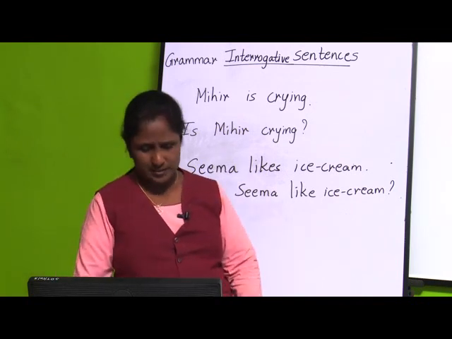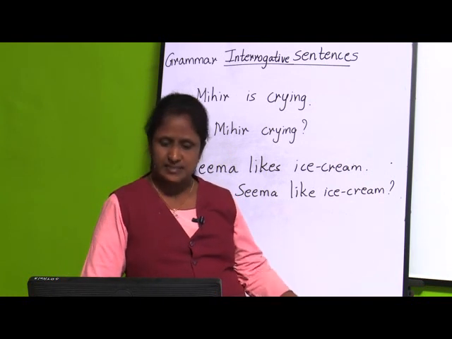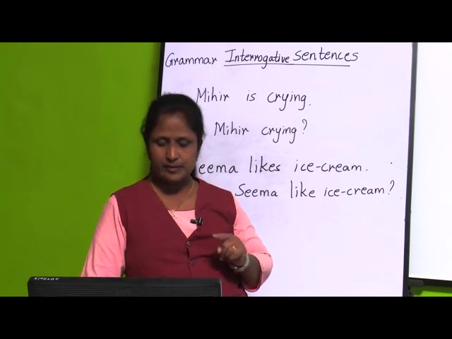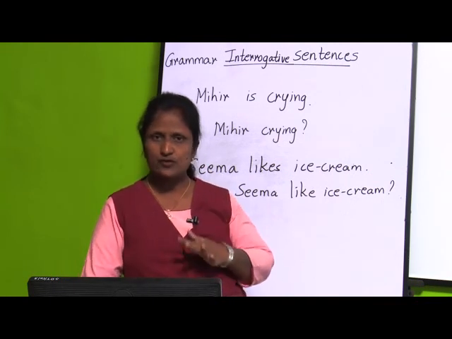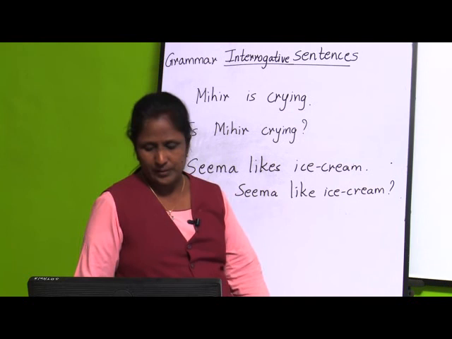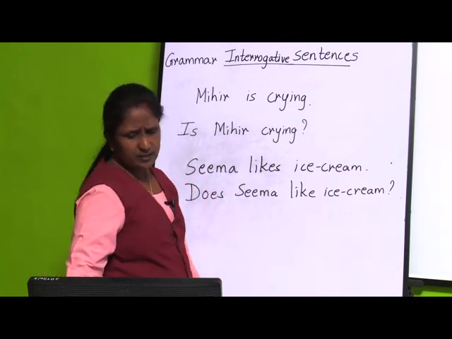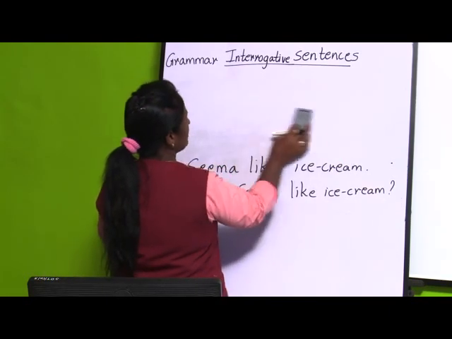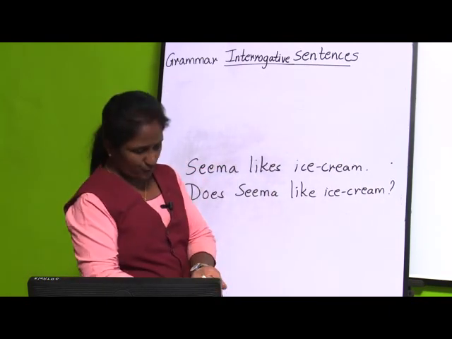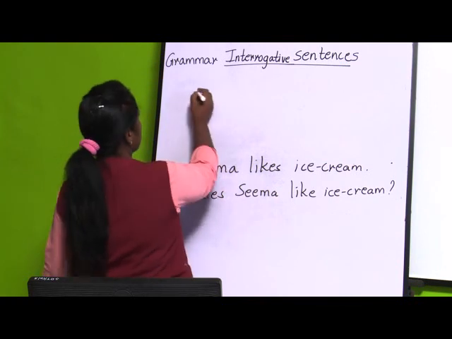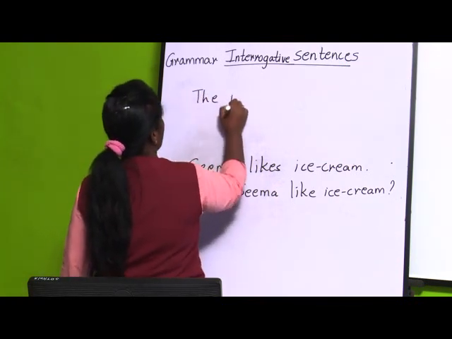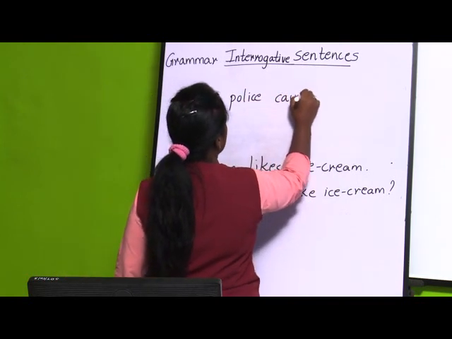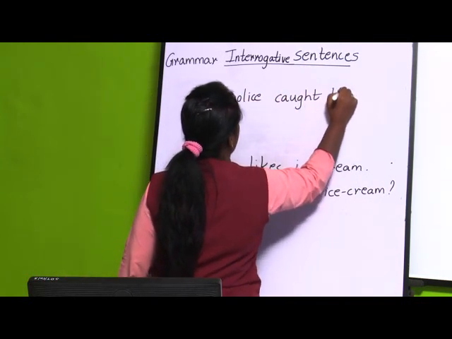Now children, when we are using the simple past tense, that time we will be using the word did plus the original form of the other verb. Now see here, "The police caught the thief." I want to write it in the past tense. "The police caught the thief."